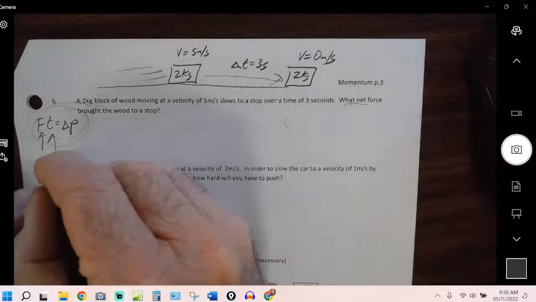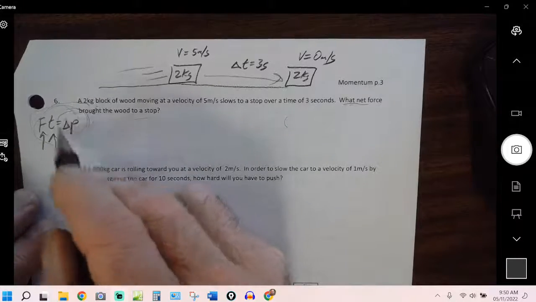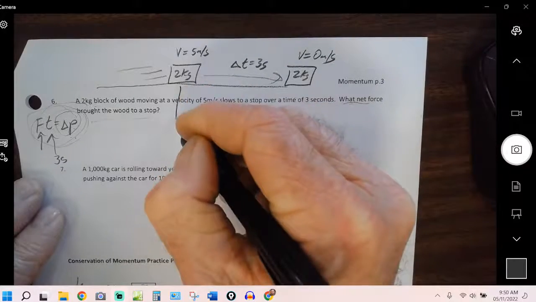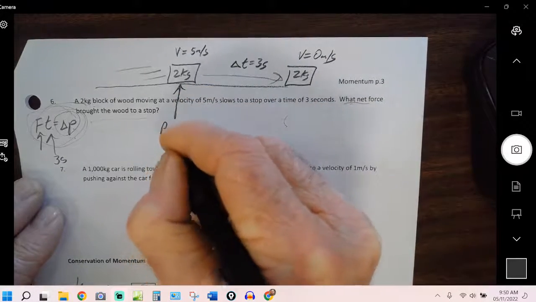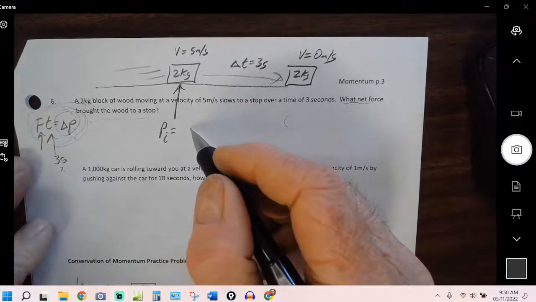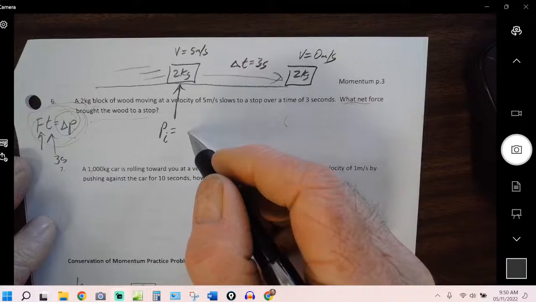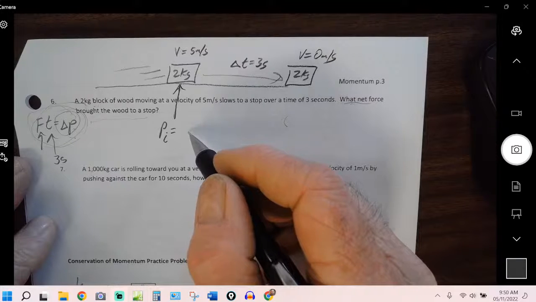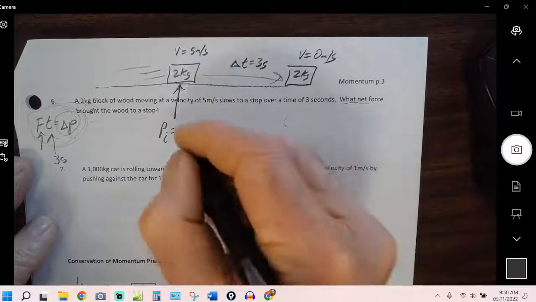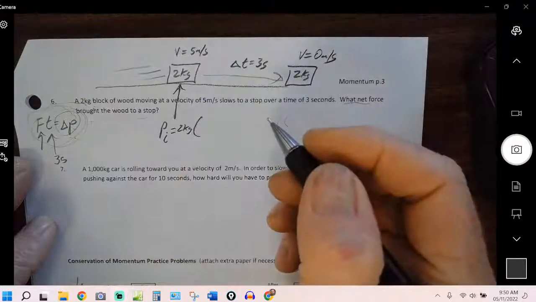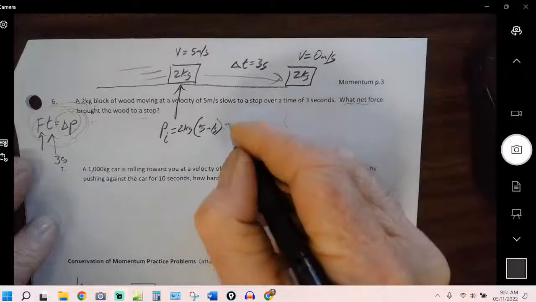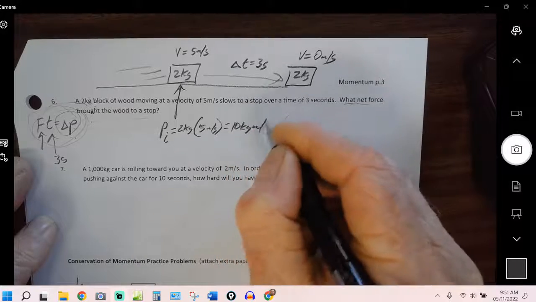Do. 3 seconds. Now, the only other thing we need to know is the change in momentum. So let's do a couple of things. I'm going to write P_i, that's initial momentum, equals, what's the formula for momentum? This is a check. P equals what? You should have this one memorized. mv. What's the mass of this? 2. What's the v of that? 5. So 2 times 5 is 10 kilograms meters per second.